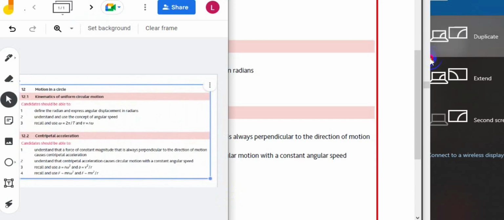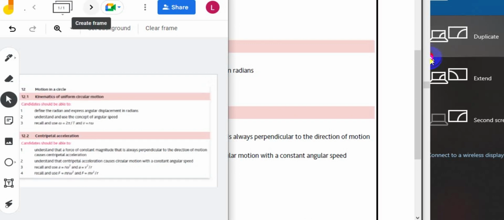Starting with kinematics of uniform circular motion. We want to define what the radian is and express angular displacement in radians. I go to the next page.